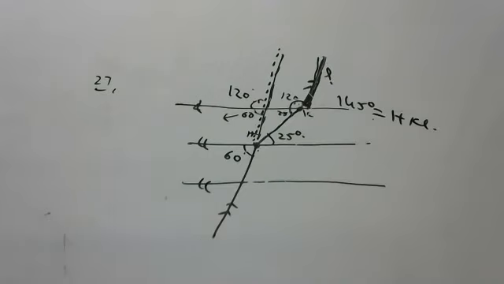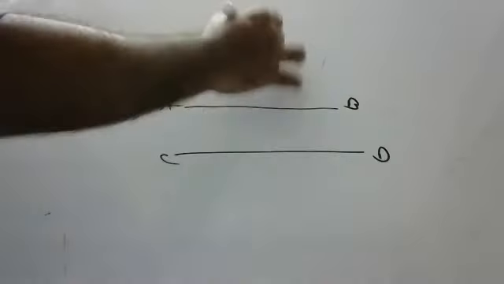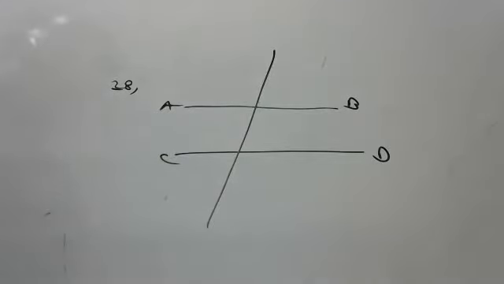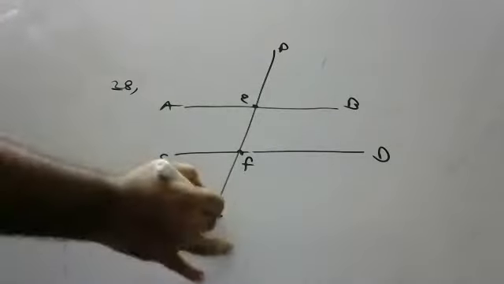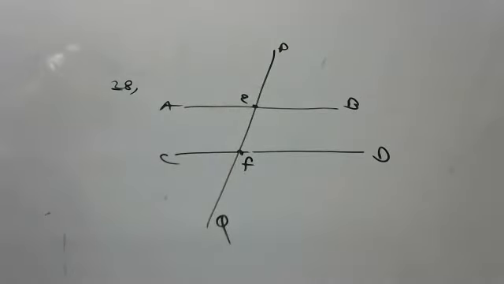I don't remember that. Okay, children, next sum, the 28th sum. Very, very easy sum, children. What is the 28th sum? They are saying AB and CD are two parallel lines. PQ is a transversal cutting them at E and F. EL is the bisector of angle FEB.